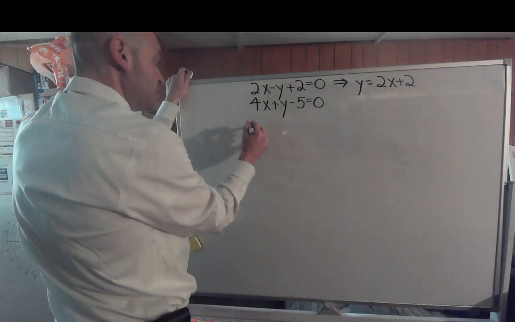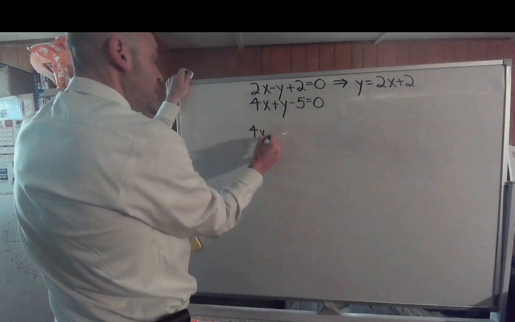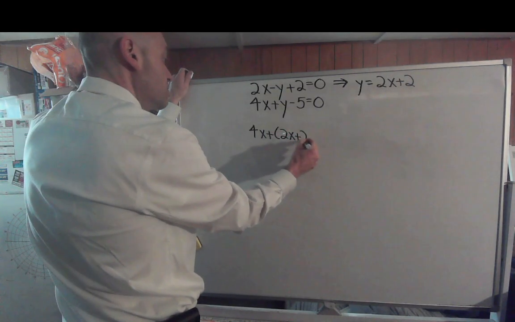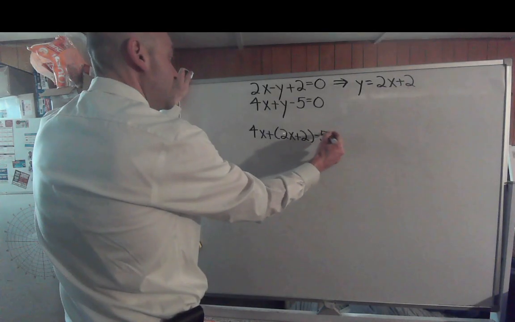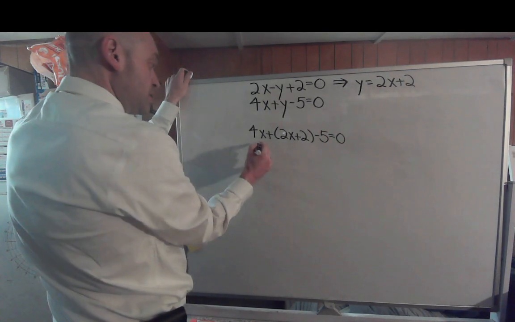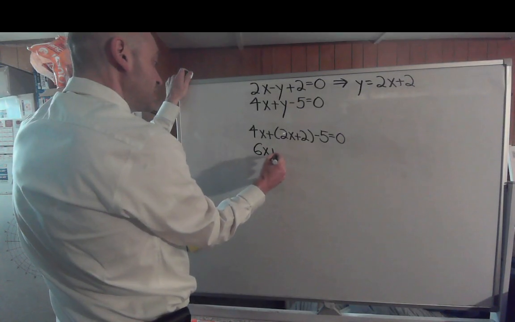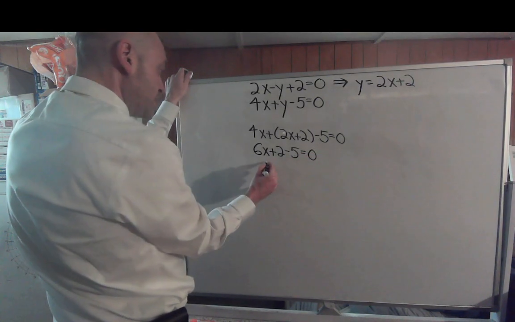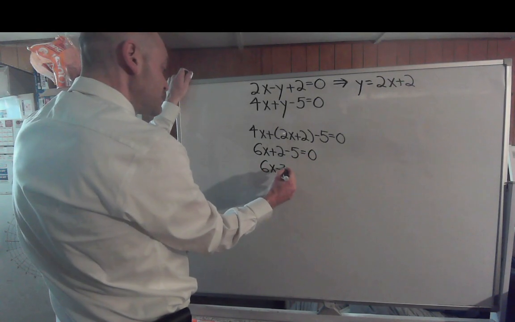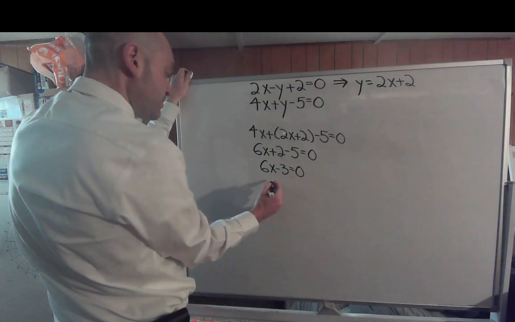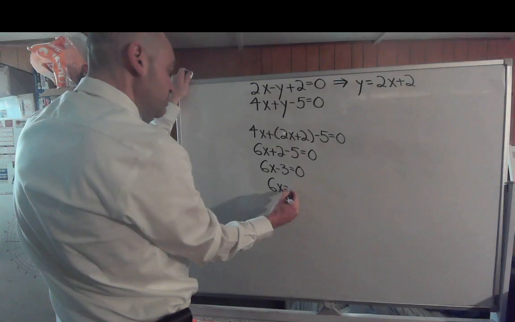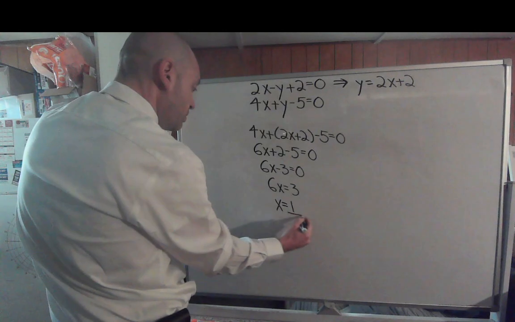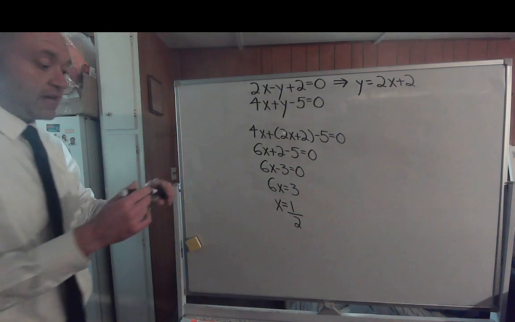So this would turn into 4x plus the quantity of 2x plus 2 minus 5 equals 0. So that means 6x plus 2 minus 5 equals 0. So 6x minus 3 equals 0. So you would get 6x equals 3, which means x would have to equal 1/2. So we got an x value of 1/2.